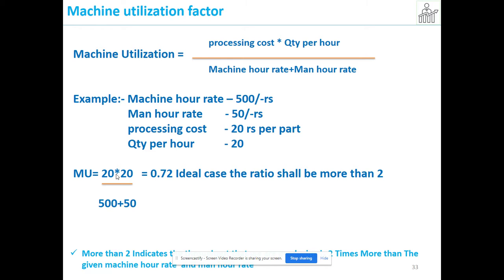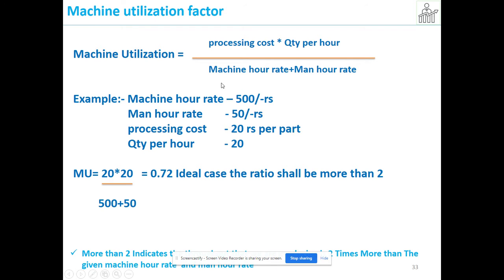In this case, the numerator is 20 into 20, that is 400 rupees. So I am producing a throughput of 400 rupees in the numerator, and my investment is 550 rupees, therefore it's a loss. That is the machine utilization factor. So per hour I am spending 550 rupees, and in the machine I am getting only 400 rupees. So it's a loss. So they say the machine utilization factor should be more than 2.